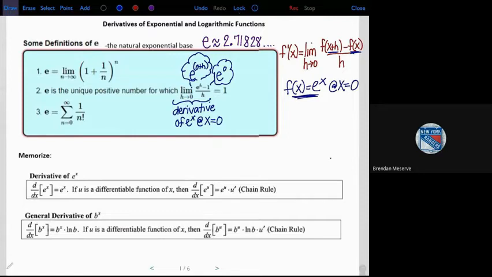Now, this is just specifically at 0. That's actually true for e to the x at any value of x. Its derivative, or its slope, is always the same as its y value. So that's something notable about e.